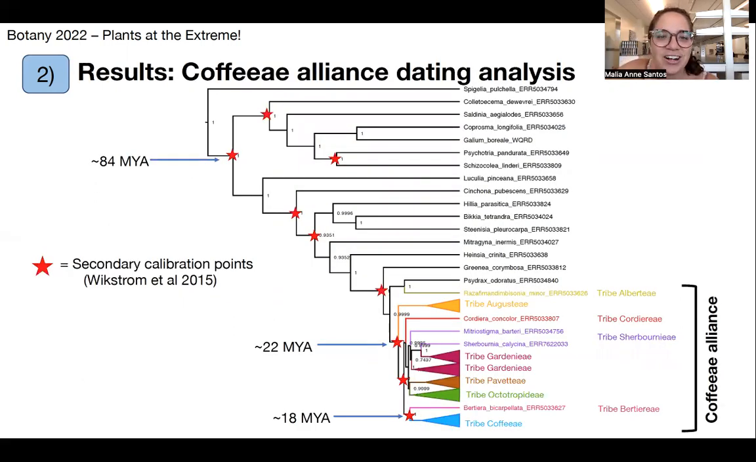And so our first result is the coffee dating analysis. What I'm really just trying to show you here is that the secondary calibration points that we used from Wikström et al. 2015 span the backbone of our tree. The dates that we collected are very similar to those that we've seen before. I'm not going to spend a lot of time on this tree, but please email me if you have any questions or you want to know more about this. I do again want to note that all of the colored areas are our coffee alliance, along with our tribe coffee down here, which houses Trichlycia.